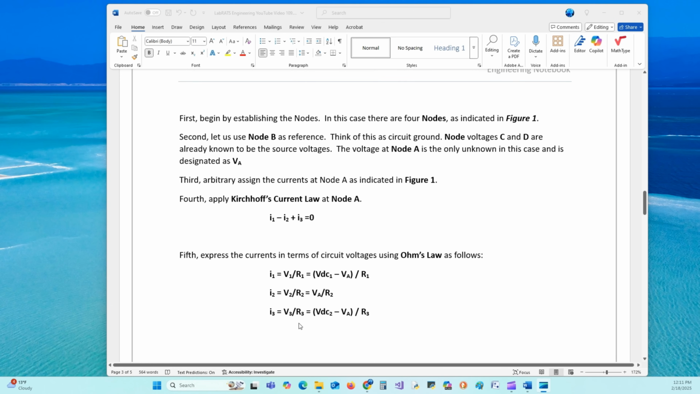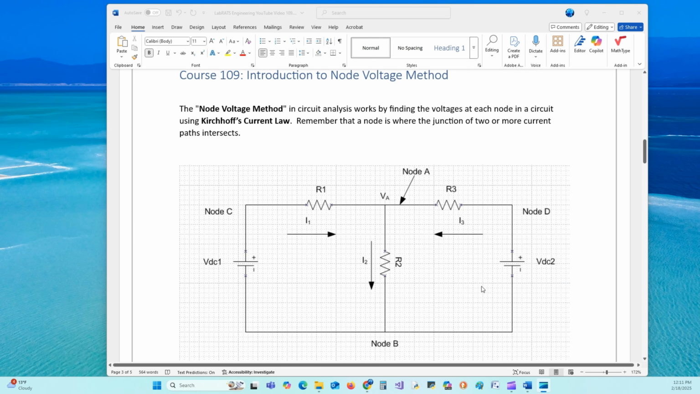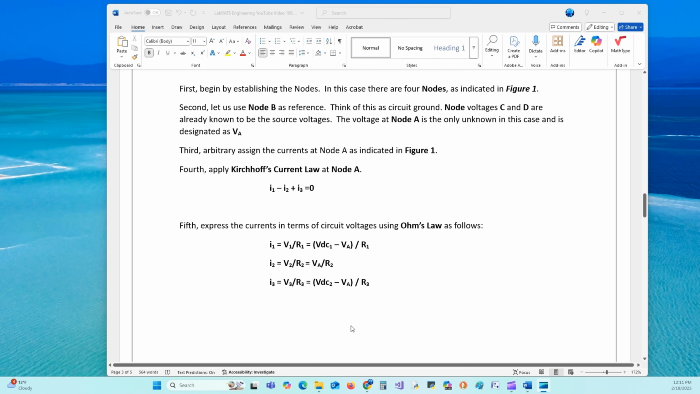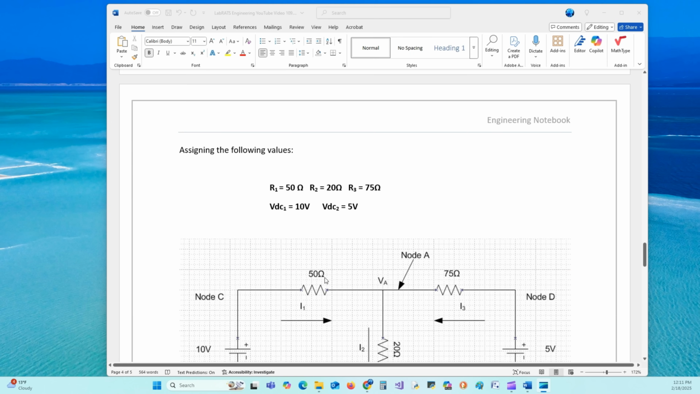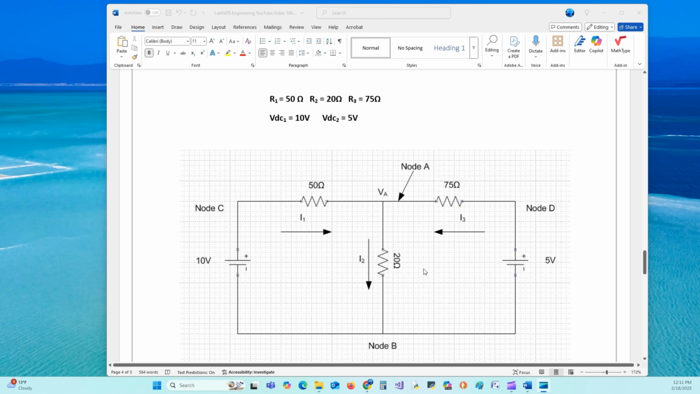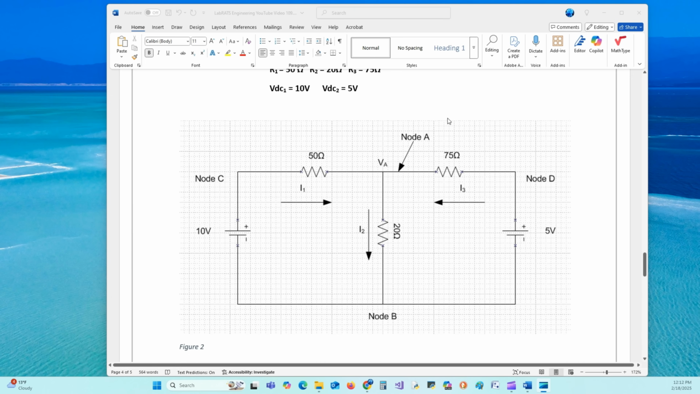The third one, I3 equals V3 over R3, equals VDC2 minus VA over R3. So now we have 1 unknown, VA, and we have three equations for the 3 currents. This solves for VA. So we assign the following values, the same values we had in our last circuit. R1 equals 50 ohms, R2 equals 20 ohms, R3 equals 75 ohms, VDC1 is 10 volts, and VDC2 is 5 volts. Then your circuit will appear like this.